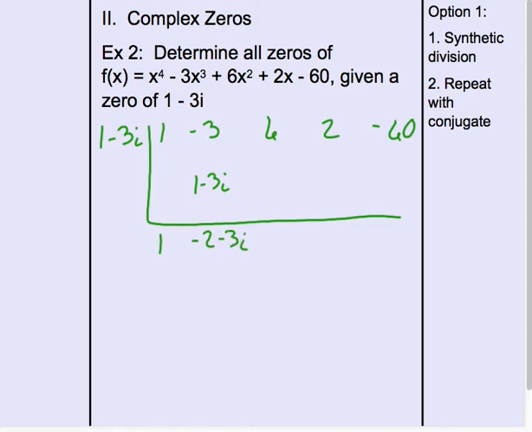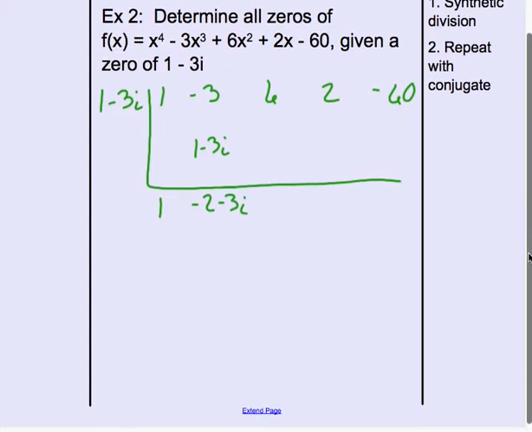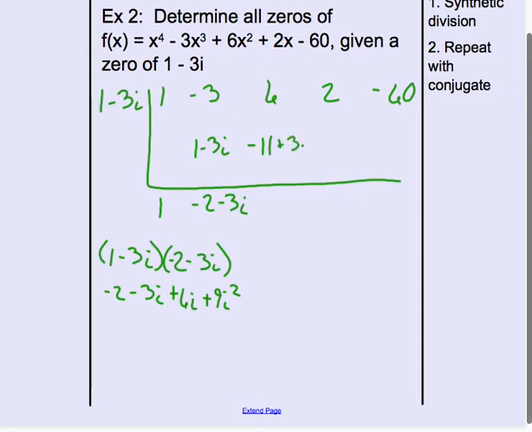Now, when I multiply this by my 1 minus 3i, I'm going to have to FOIL. So you may need to show some work. And we get negative 2 minus 3i plus 6i plus 9i squared. So when we combine our like terms, that 9i squared is really a negative 9 with the i squared being negative 1. So I have negative 11 plus 3i.